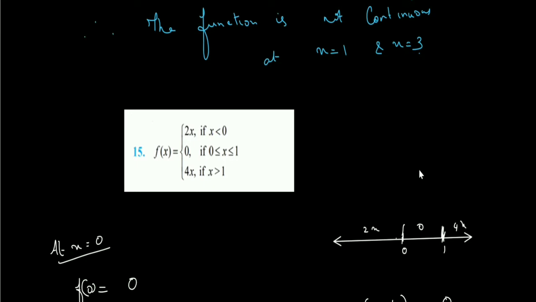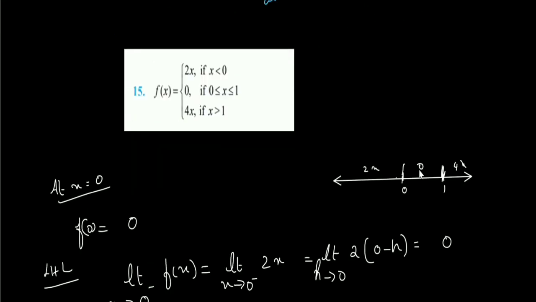Now we'll move on to the next question. Question number 15 is similar to question number 14. Again, the limits are less than 0 and greater than 1. For less than 0, the function is given as 2x, and from 0 to 1 it is 0. Before that, what is the function given? F of x is equal to 2x. 2x is a linear function.